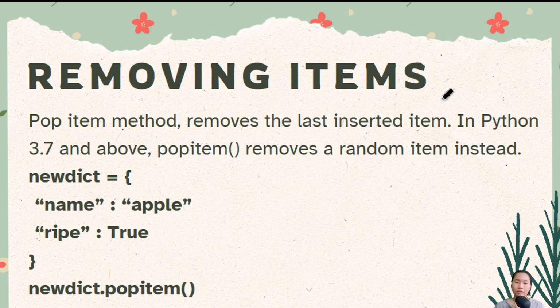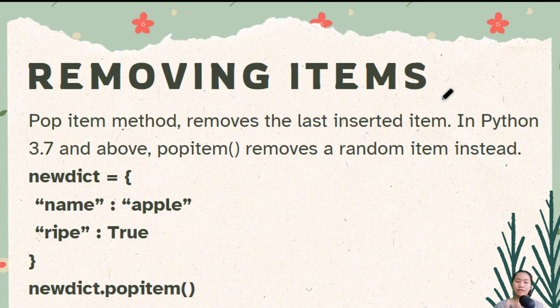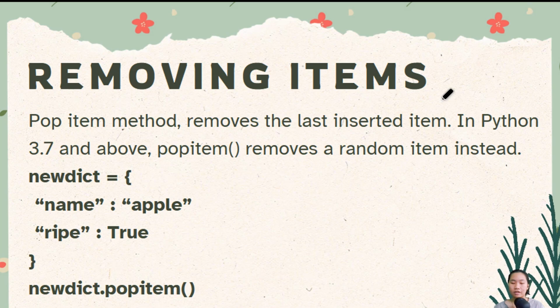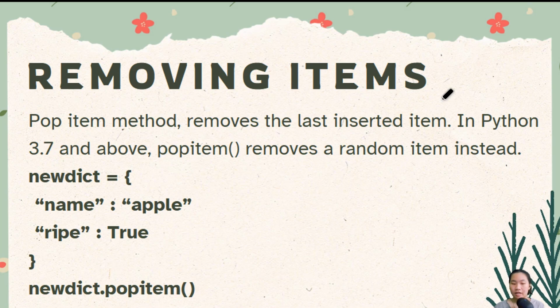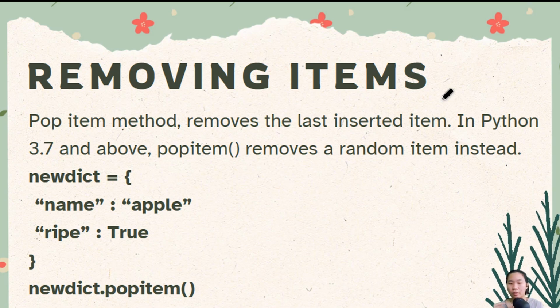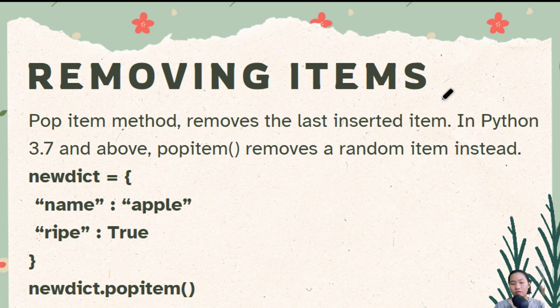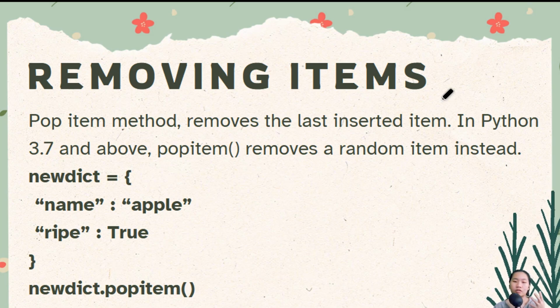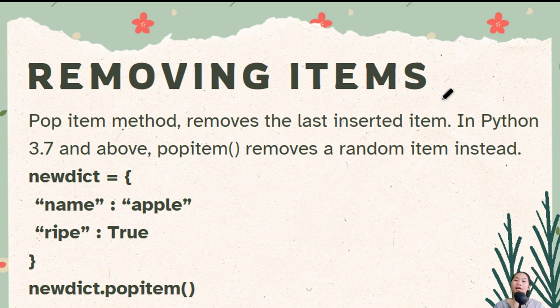Another variation of the pop method is the popitem method, where it will remove the last inserted item, so there's no need for passing in any arguments. It's empty between the parentheses. Now in Python 3.7 and older, popitem removes a random item instead. So if you see that popitem has some weird or unusual behavior, the first thing you could do is check the version of Python that you're working with.